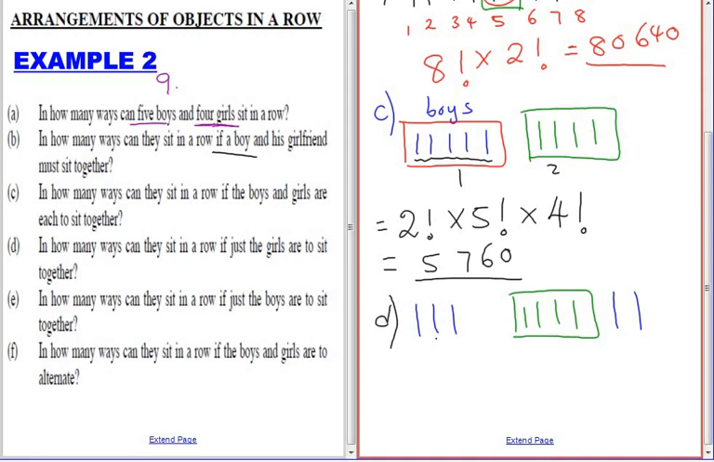So how many objects do we have to arrange? That's 1, 2, 3, 4, 5, 6 objects this time. How do I arrange 6 objects? That cannot repeat. So that would be 6 factorial ways.